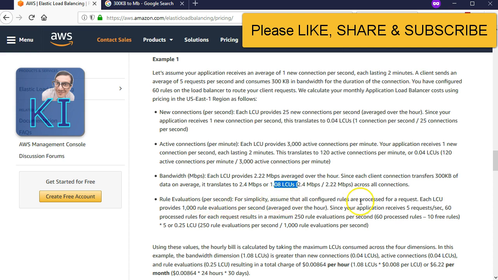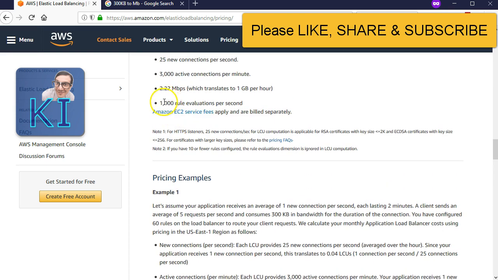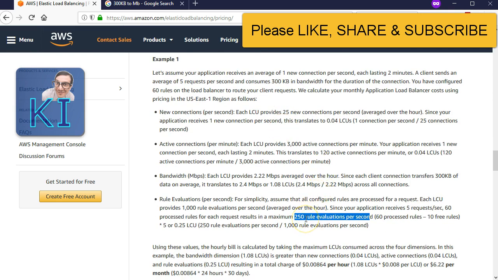The last factor is the rules evaluation per second, how many are happening. So we are assuming that all the configured rules are getting processed for a request. Configured rules are 60, which is given here. And I told you that 10 would be free. So basically you will get charged for 50 rules. And there are 5 requests per second, right? So 5 into 50 is 250. So totally 250 rules are getting evaluated per second. Now let us see, 1000 rule evaluations you get in one LCU. So here 250 are getting evaluated. The calculation is simple, 250 by 1000, which is basically 0.25 LCU.